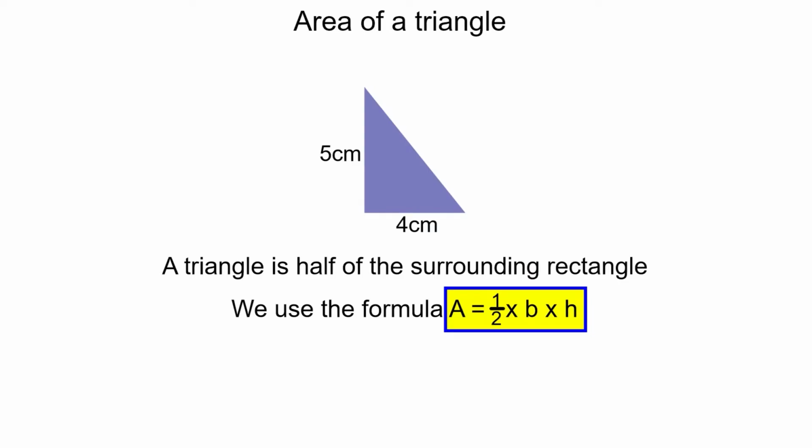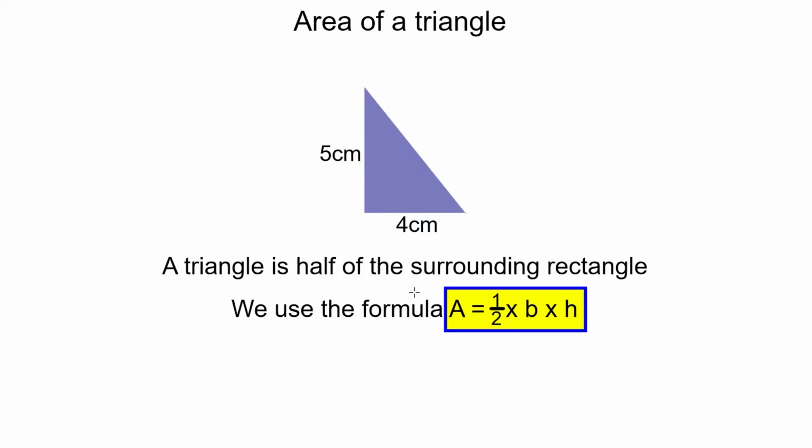Okay, let's have a look at another shape. So we've got the area of a triangle. Very similar idea. And when you think about it, a triangle is basically just half of a rectangle. So if I was to draw in the edges here, to join that up, you can see that the triangle is exactly half of the full rectangle that surrounds it.